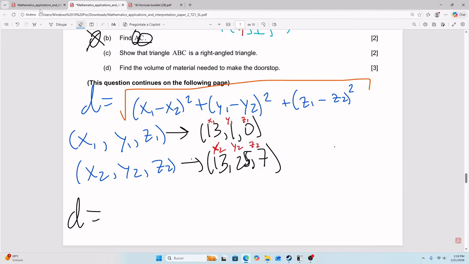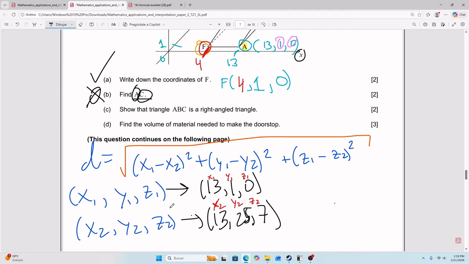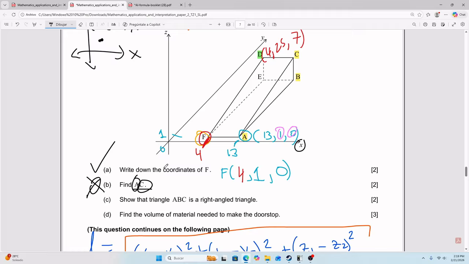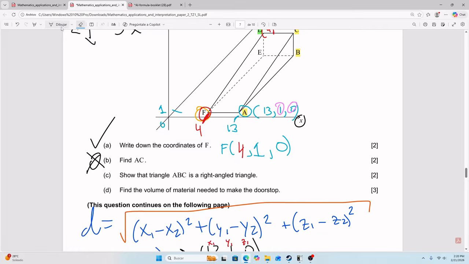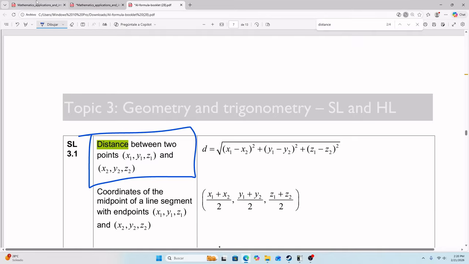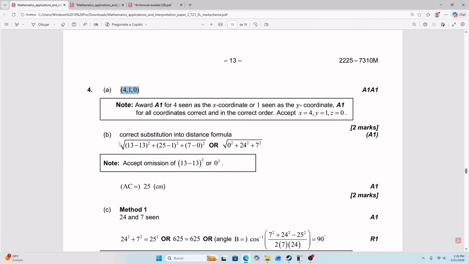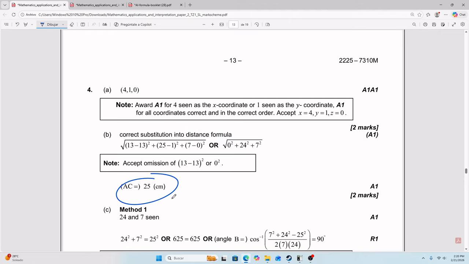So you get distance of AC equals 25. Let's leave it in centimeters because those are my units. So AC ends up as 25 centimeters. And then we check over here. Notice one of the points is literally using the distance formula, and you end up with AC equals 25 centimeters.